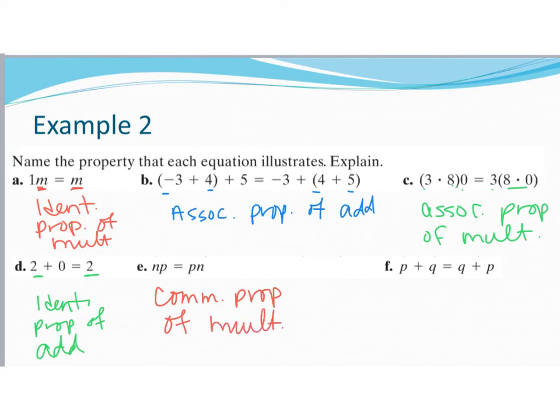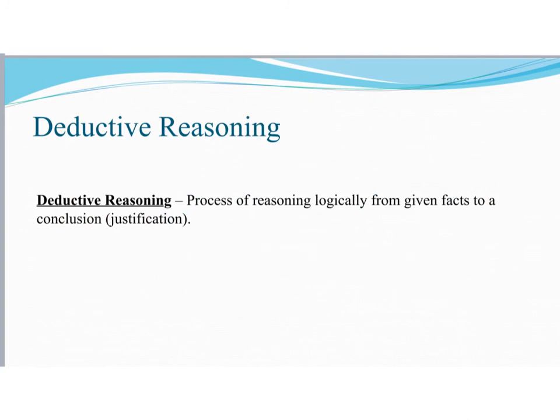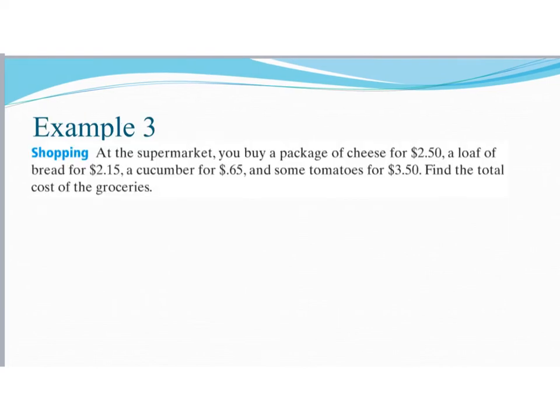And finally, we have p plus q equals q plus p. Again, we're just changing the order in which we're adding. So this would be considered the commutative property of addition. Now, sometimes we have to use what we call deductive reasoning. Deductive reasoning is no more than the process of reasoning logically from given facts to a conclusion. So it's kind of like the justification piece, or explaining why you're doing what you're doing. So we'll see how this works in the next example.